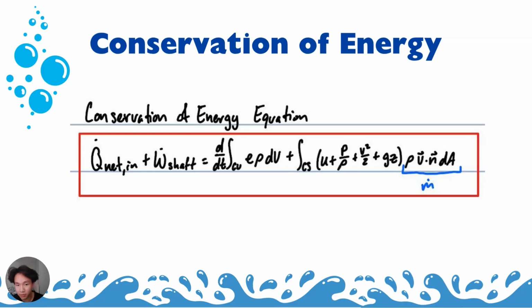To explain what's inside, U is the internal energy. This would be the flow work. This is the kinetic energy here, and this is the potential energy. And then this part at the end is the mass flow rate. So overall, the energy is entering the system as heat and work, and that equals the rate of energy change inside the system plus the energy leaving with the flow.